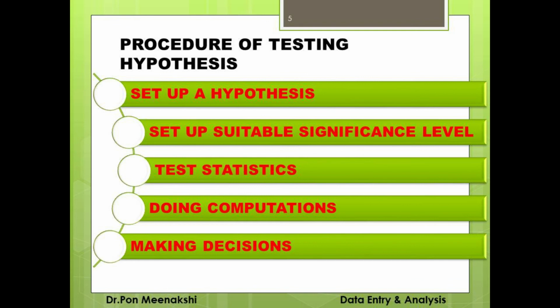So the procedure of testing hypothesis is a very important concept. It has 5 points. Number 1, set up a hypothesis, here we are making H0 and H1. Number 2, set up suitable significance level, probably 99%. Third, test statistics, here we follow parametric or non-parametric test. Better we go with parametric, it is the more powerful test. Fourth is doing computation, here we are calculating and also finding errors. And the last one is making the final decision whether H0 is accepted or rejected. The procedure of testing hypothesis helps the researcher to make the right decision.